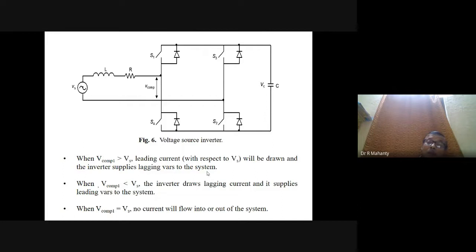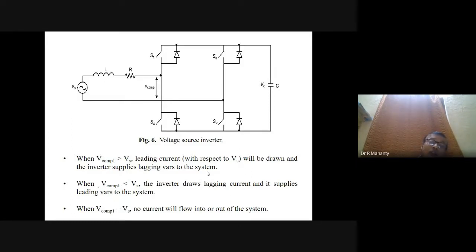This is what the capacitor does: it supplies lagging VARs to the system. When V compensation 1 is less than Vs, the inverter draws lagging current and supplies leading VARs to the system. That means it can behave as an inductor also. And when V compensation 1 is equal to Vs, no current will flow into or out of the system. Therefore, this voltage source inverter can behave like a capacitor or like an inductor, depending upon the value of V compensation 1 that you have obtained.